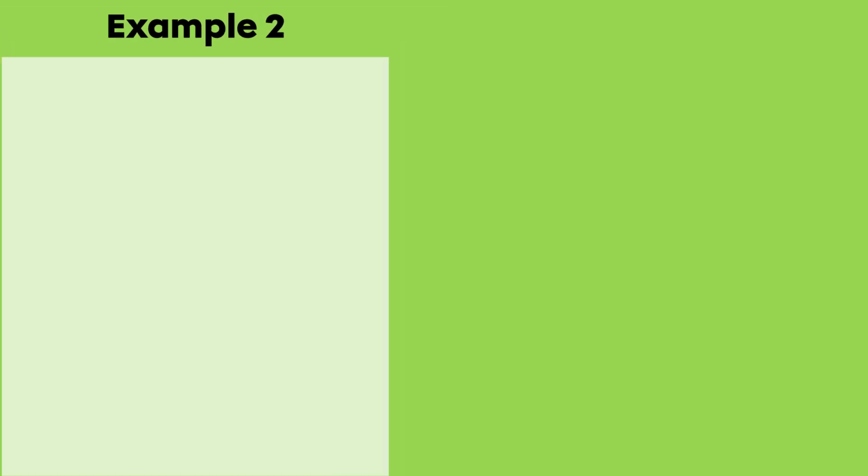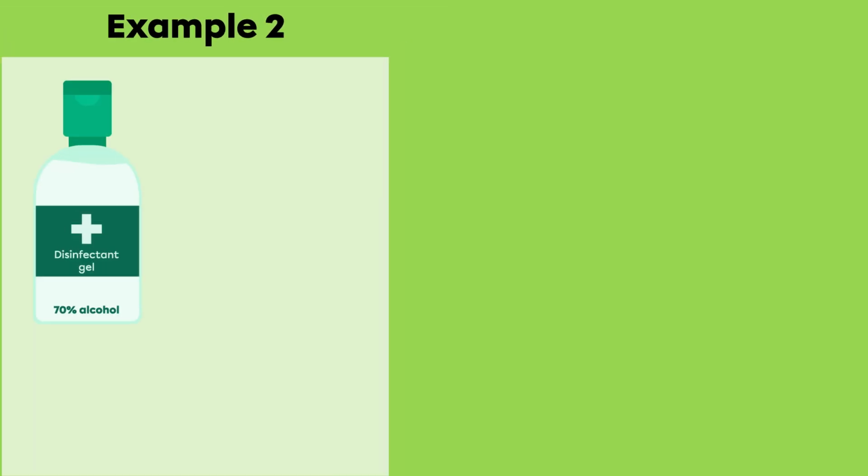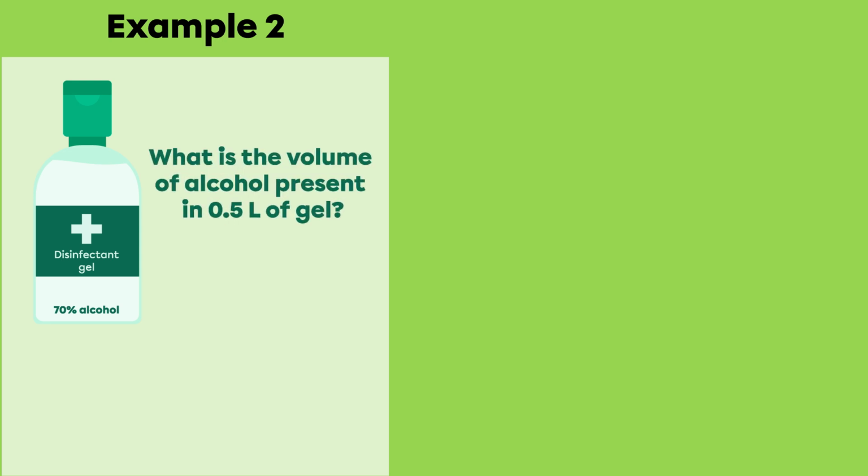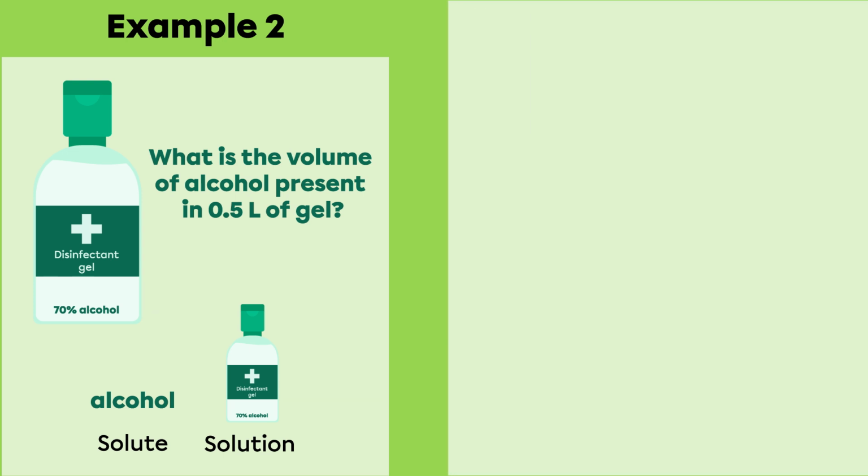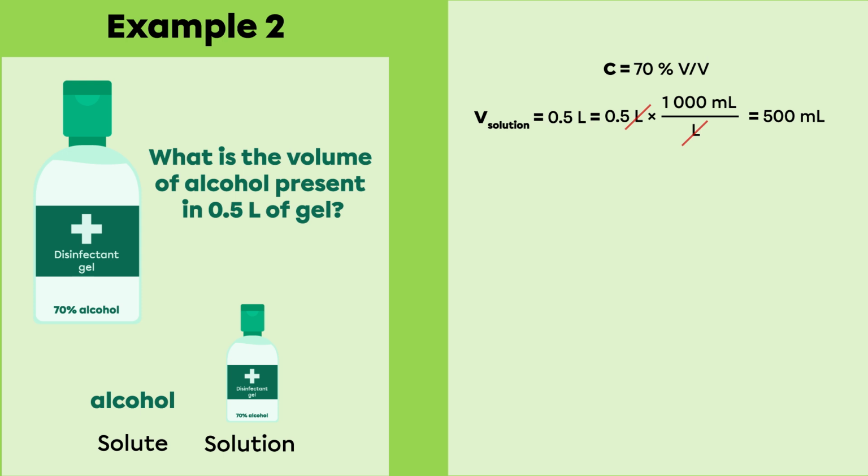Here is an example. A disinfectant gel has a 70% volume over volume concentration of alcohol. What is the volume of alcohol in 0.5 liters of gel? The solute is the alcohol, and the solution is the disinfectant gel. Identify the values given in the problem. We have a volume over volume concentration of 70%, and the volume of the solution is 0.5 liters, which corresponds to 500 milliliters. We are looking for the volume of solute.